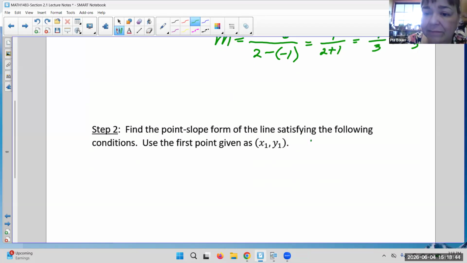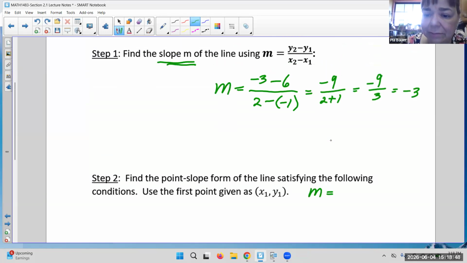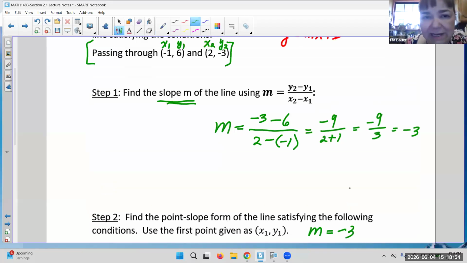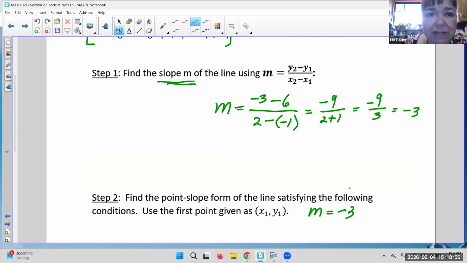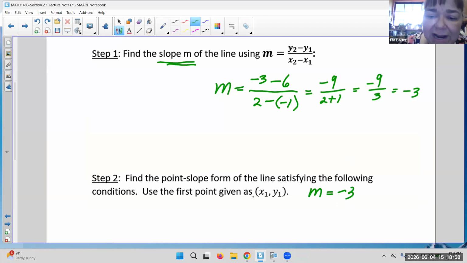Using m that I already found in step 1, which is a negative 3. Then I'm going to select the first given point. I could select the second one, but I'm going to take the first one. So I have a negative 1 and 6.